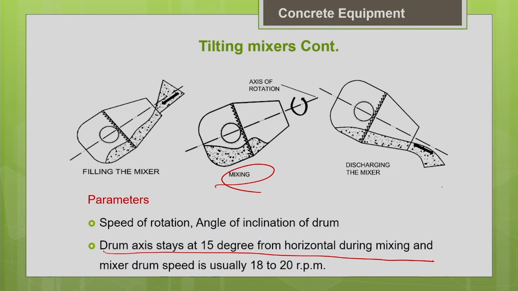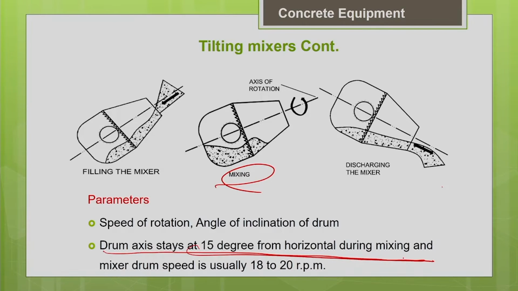This is because if it is completely horizontal, what will happen is your blades will come in contact with more quantity of concrete. In that case, more energy is needed for lifting the entire concrete to the full height, the full diameter of the drum. Okay, so the energy consumption is more. That is why, to optimize the energy consumption, the preferred angle of inclination is 15 degrees from the horizontal, as established based on the studies. So this is a commonly adopted angle of inclination.